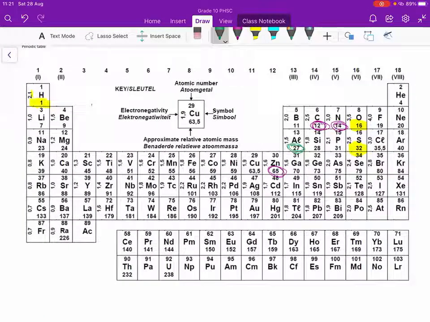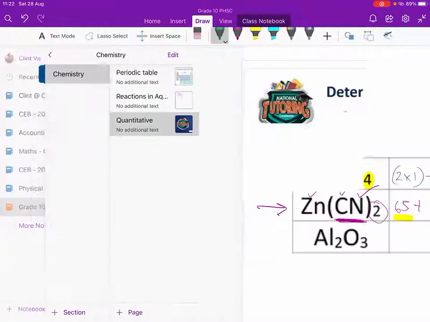Aluminium, it's always handy to have your periodic table close to you when you're doing chemistry, so that you can always refer to your atomic numbers or mass numbers. So aluminium has a mass of 27 and oxygen has a mass of 16. So let's work it out.